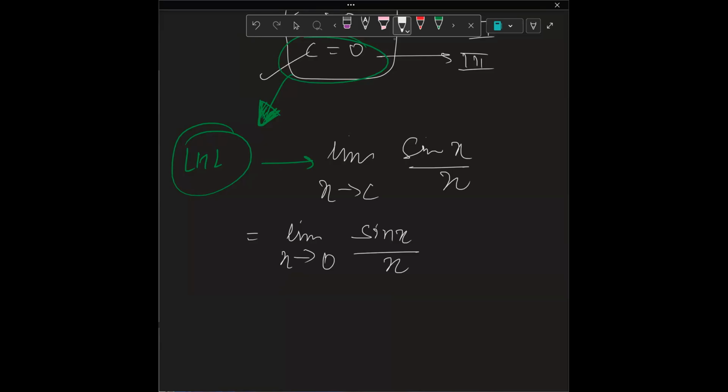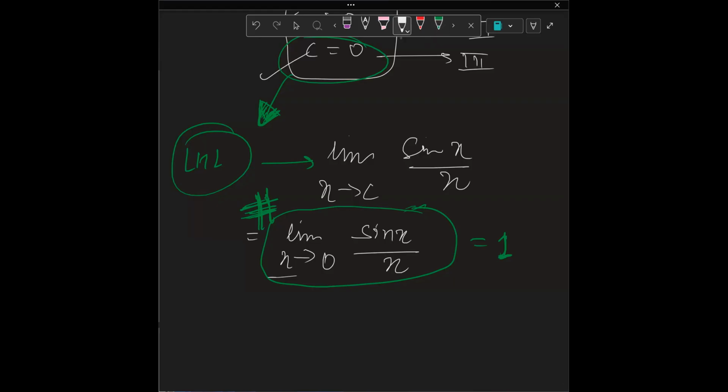And we know that this is equal to 1. This is important: if limit x tending to 0, then sin x over x is equal to 1. Anas, this is clear? Yes, sir. This is an important thing to notice and understand.